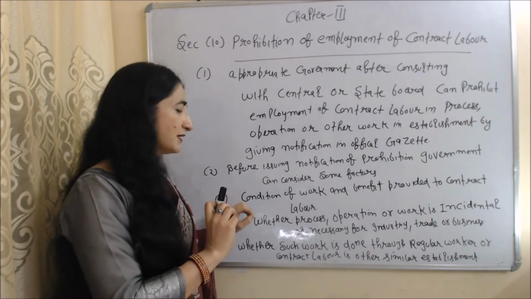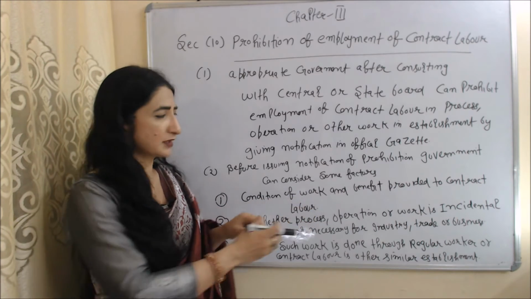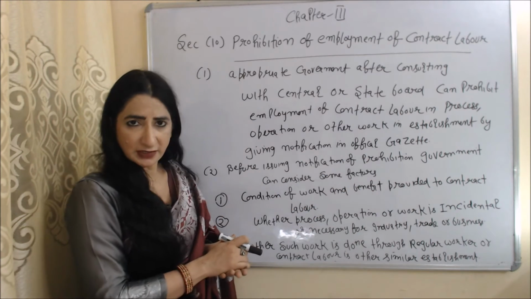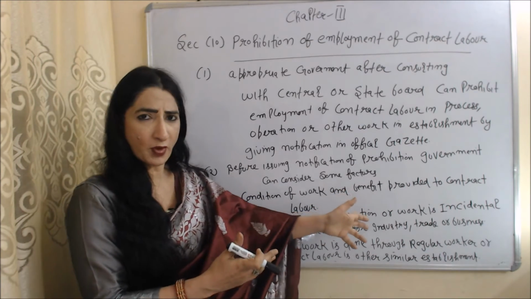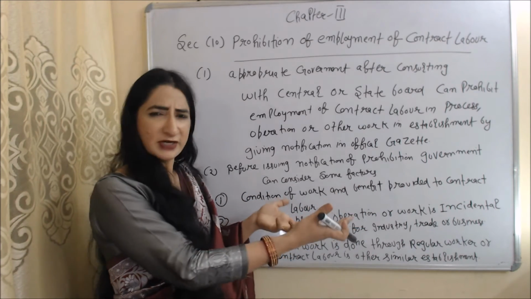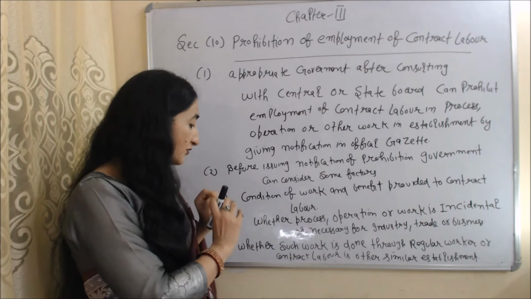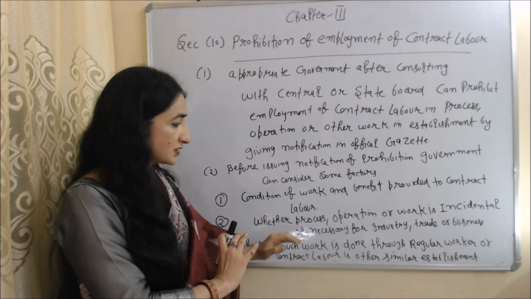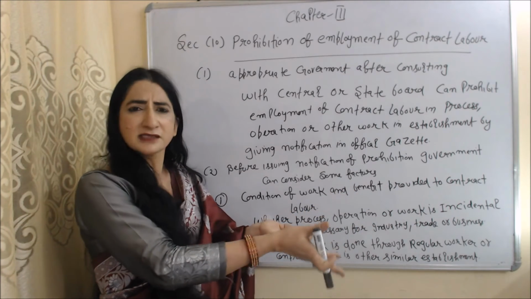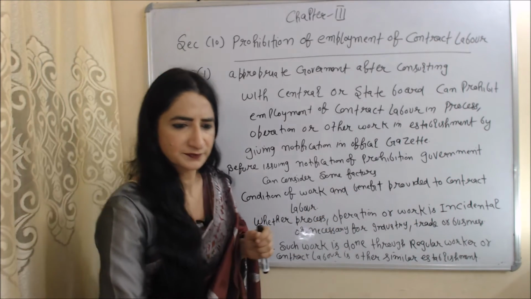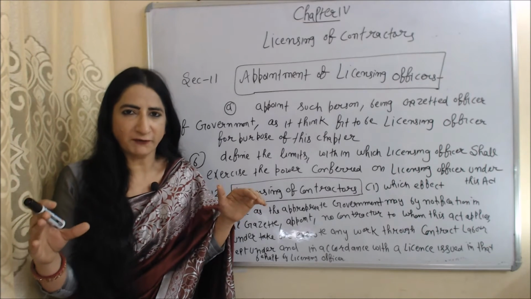For example, the government can consider conditions of work and benefits provided to contract labor, or whether the process, operation or work is incidental or necessary for the industry, trade or business. Plus, the government can also consider whether such work is done through regular workers or contract workers in other similar establishments or not. Now we are going to do chapter 4.